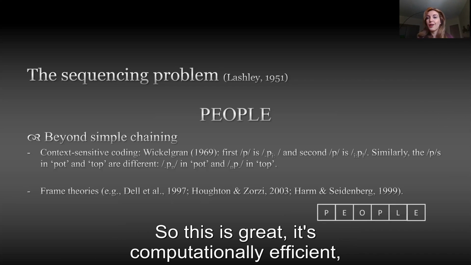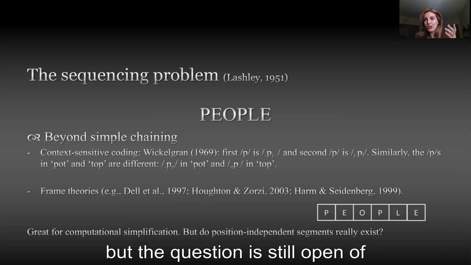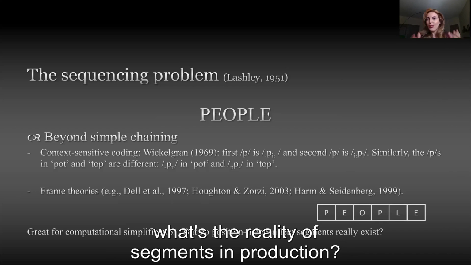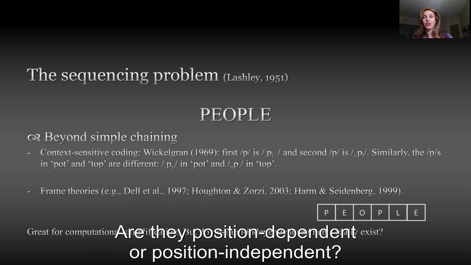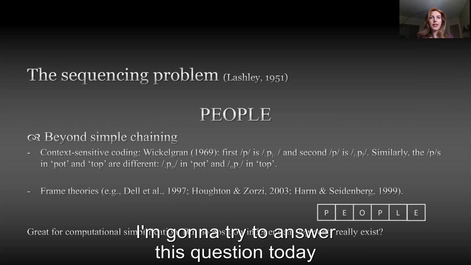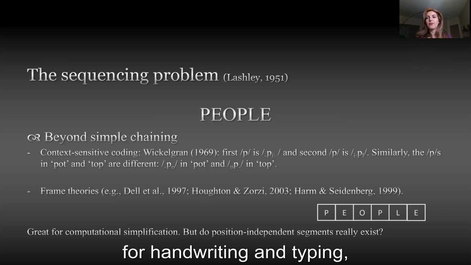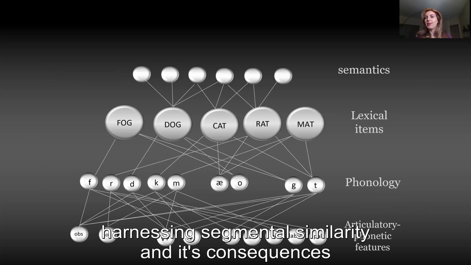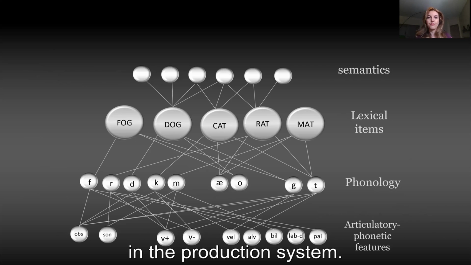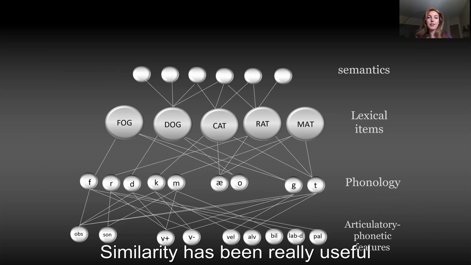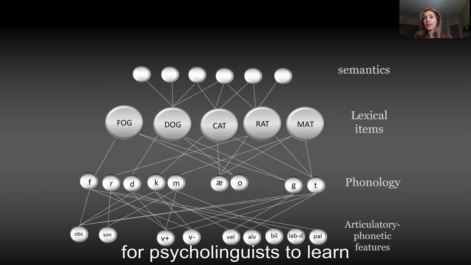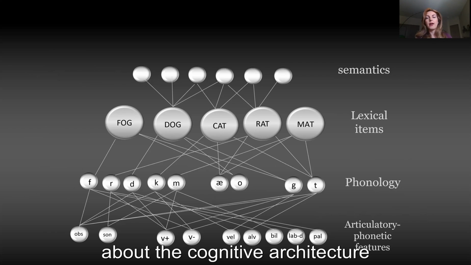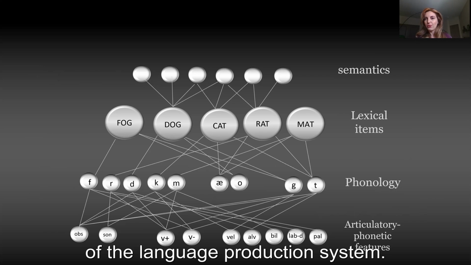So this is great, it's computationally efficient, but the question is still open of what's the reality of segments in production? Are they position dependent or position independent? I'm going to try to answer this question today for handwriting and typing, harnessing segmental similarity and its consequences in the production system. Similarity has been really useful for psycholinguists to learn about the cognitive architecture of the language production system.